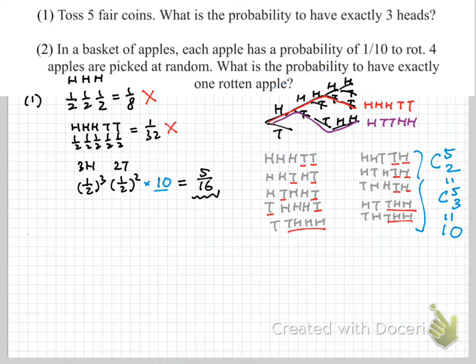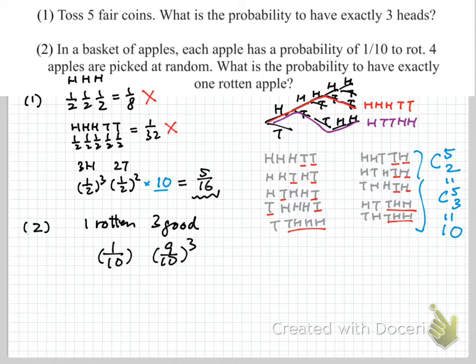The approach is very similar to question number 2. We have 10 apples. We pick 4 apples, 1 rotten and 3 good apples. What is the probability? For that rotten apple it will be 1 over 10. For the 3 good apples it will be 9 over 10 taking the cube. And that 1 rotten 3 good branch is going to repeat 4C1, 4 times.